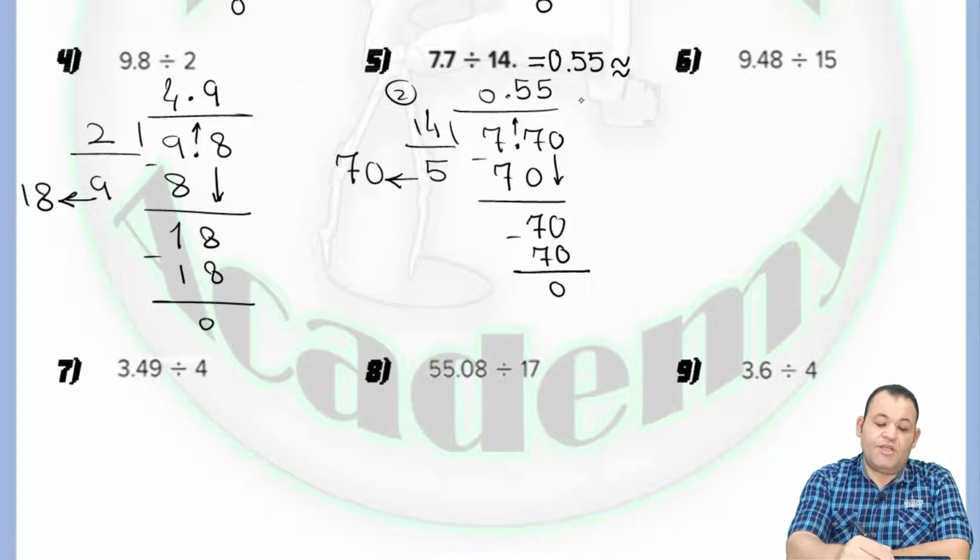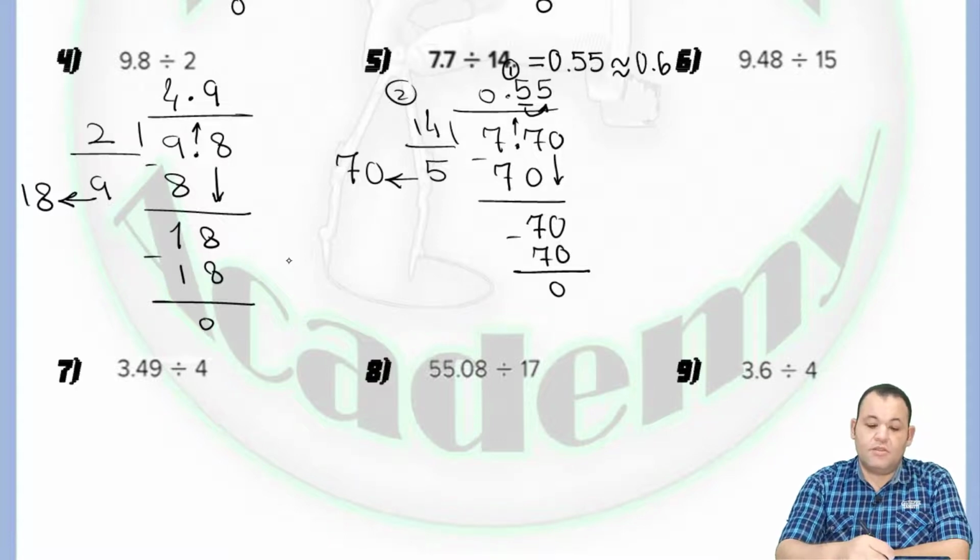If we need to round to the nearest tenth, the tenth is 5, and looking at the right, we have here 5. 5 is one of the strong numbers, so we'll add 1, so it will be approximately equal to 0.6. Again for question number 6.